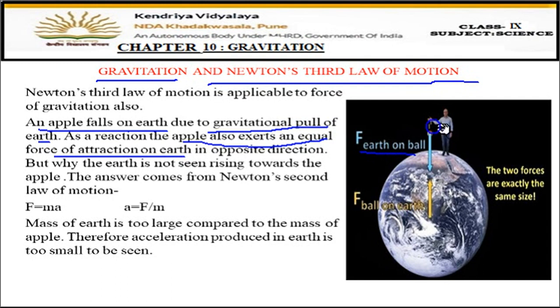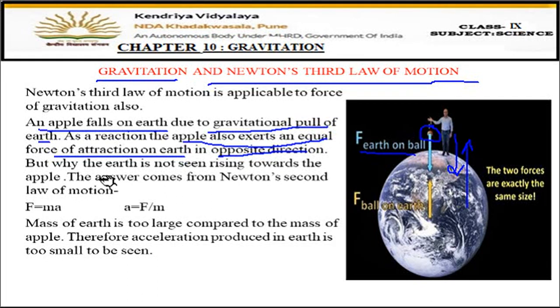Why? Because this object, whether it's an apple or a ball, is also applying a force on the earth, because according to Newton's third law of motion, every action has an equal and opposite reaction. So whenever an apple or a ball falls down, it is also applying an equal force of attraction on the earth, but in the opposite direction. Now here you can see the directions are opposite. Earth is pulling in this direction and the apple or the ball is pulling in this direction. So both the directions are opposite to each other.